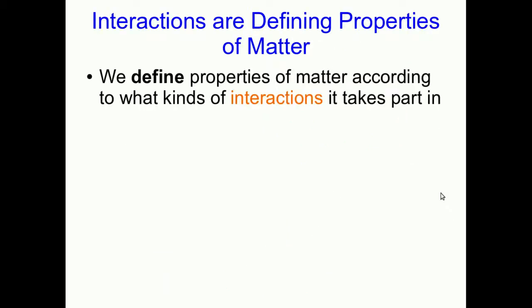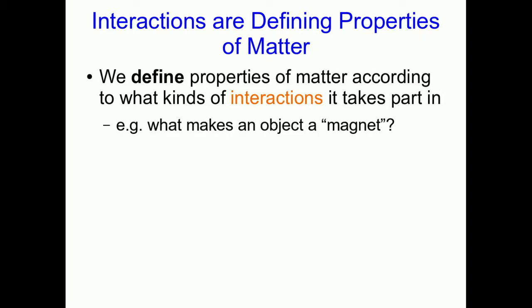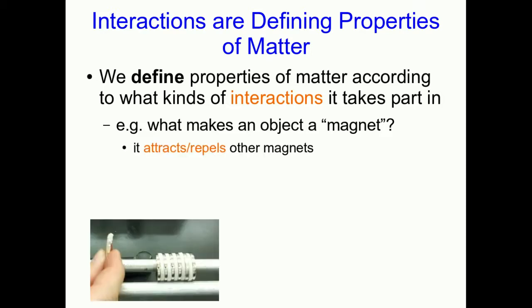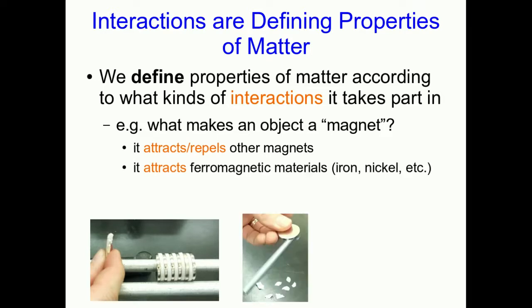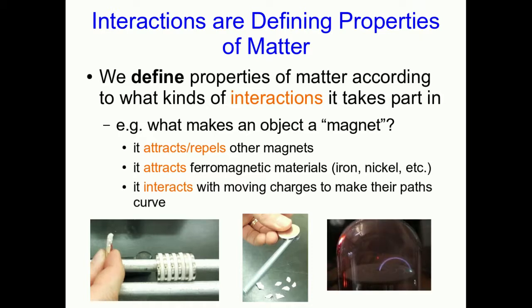Interactions really are the fundamental building blocks of all of physics, because in fact we define properties of matter according to what kinds of interactions the matter takes part in. For example, think about a simple question like, what makes an object a magnet? Well, if you have some object and you want to know whether it's a magnet, there are tests you carry out to find out. Does it attract and repel other magnets? Does it attract ferromagnetic materials like iron and nickel? And perhaps less obvious to you, does it interact with moving charges to make their paths curve?